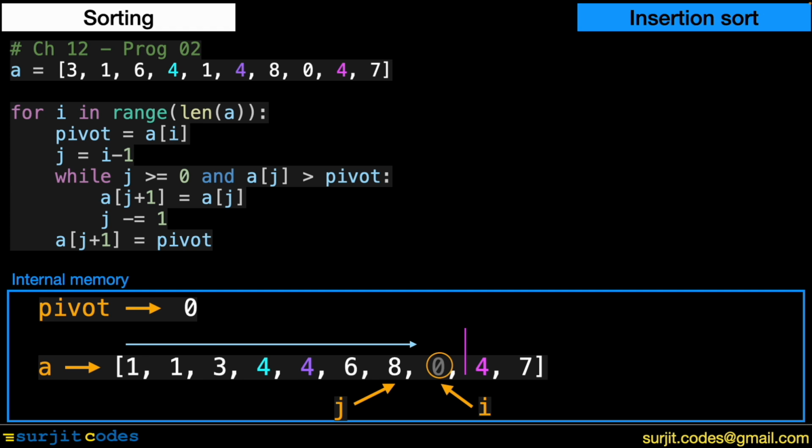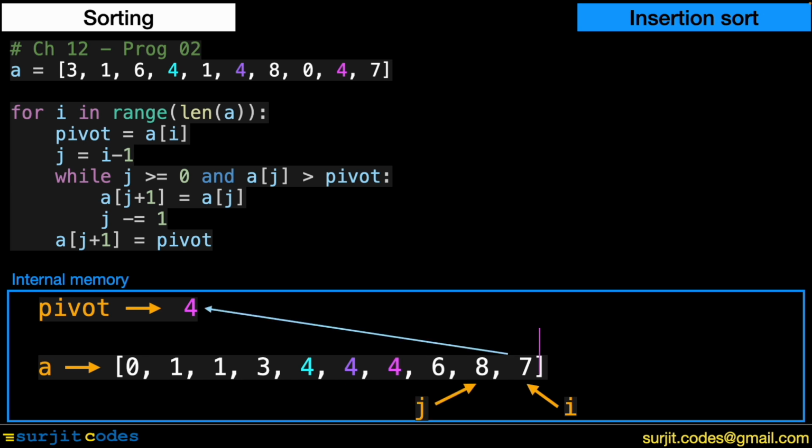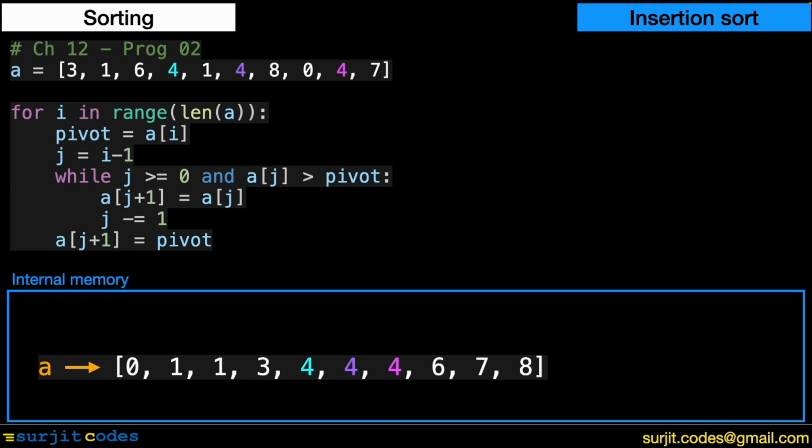Next pivot is 0, so all items move right one by one, and pivot goes to the new hole. Next, 4 becomes pivot. Now 8 and 6 move right, and the pivot moves to the new hole. 7 is the pivot in the last iteration. 8 moves right, and 7 goes to the hole. With this, the loop ends. The list is now sorted.